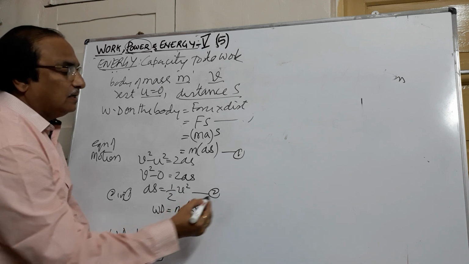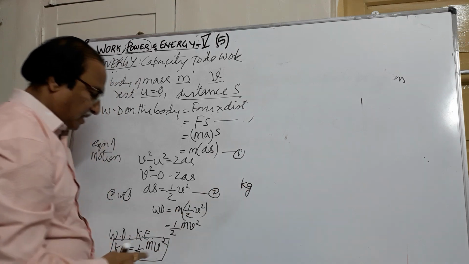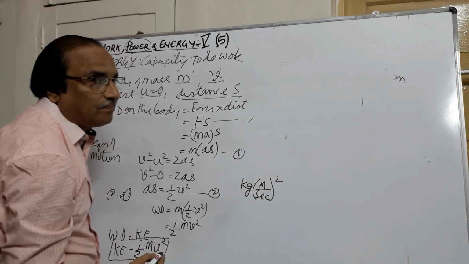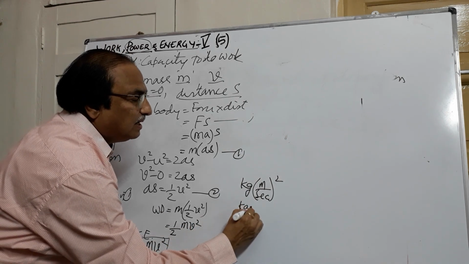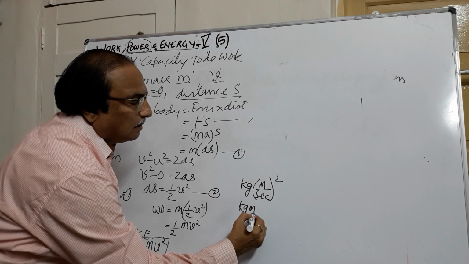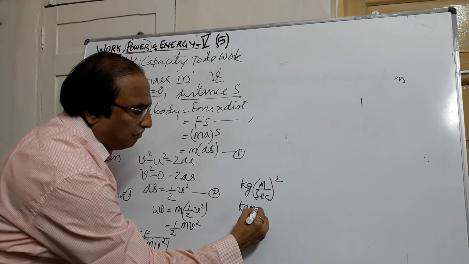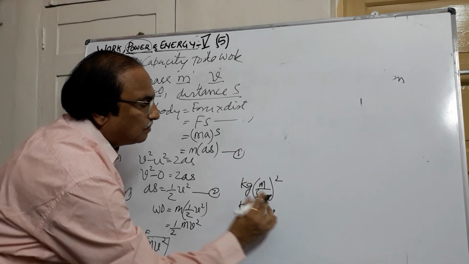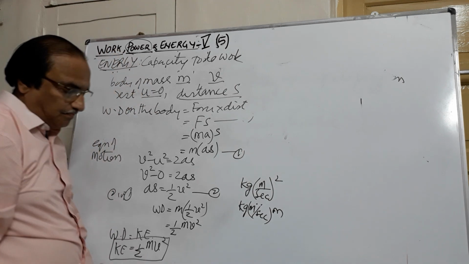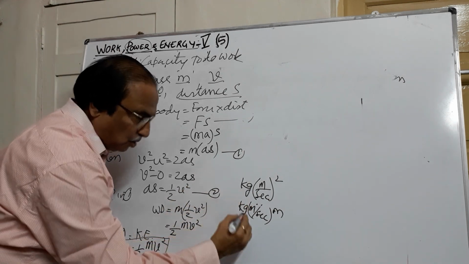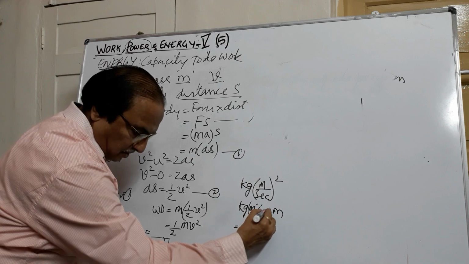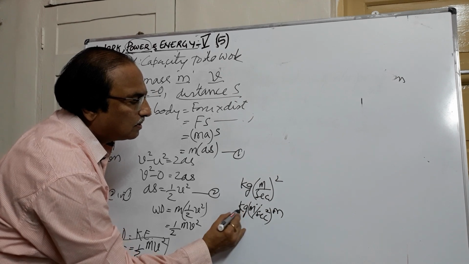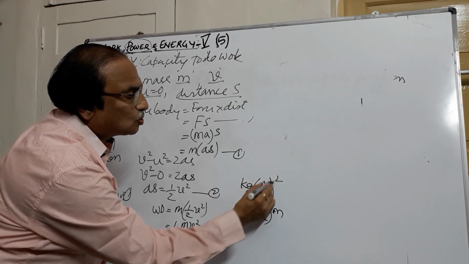Now coming to its unit, mass will be kg and velocity is in meter per second. So this I can write as kg meter square per second square into meter. So if I simplify, we get kg meter per second square into meter.